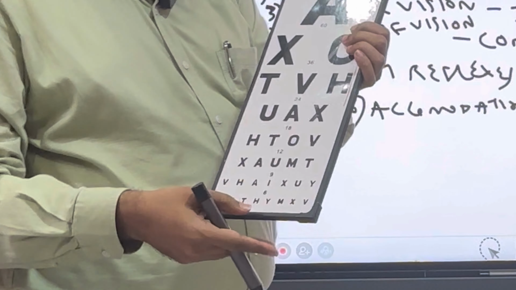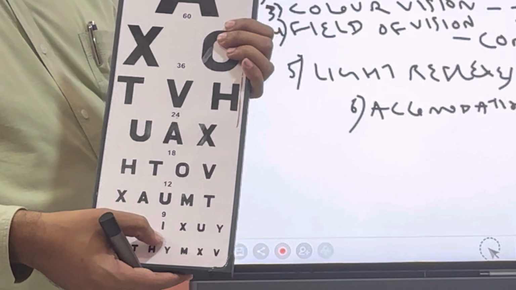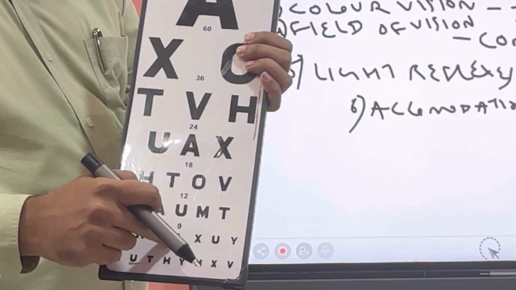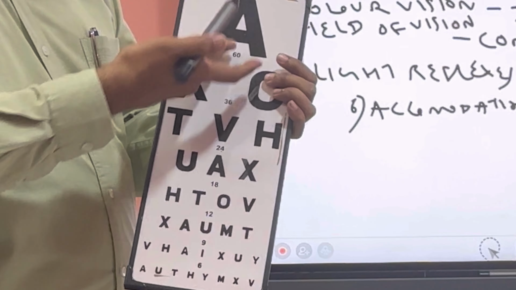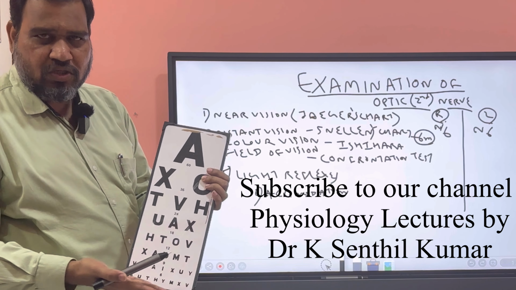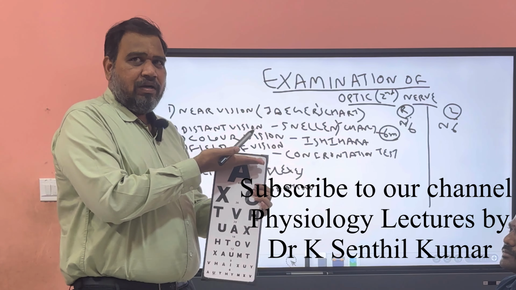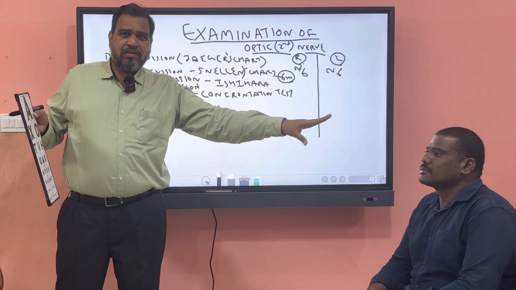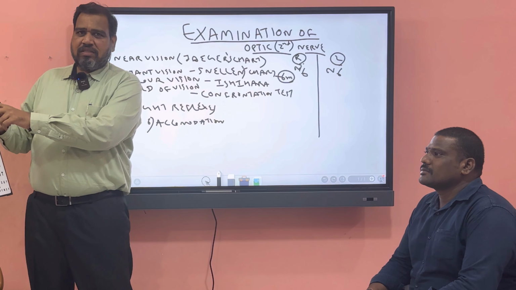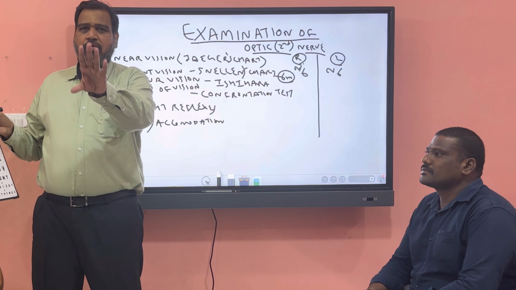So just see the bottom here, what number is written? 6. That means at 6 meters you should be able to read this. Obviously, when he is able to read the smallest letters, he will be able to read all the letters. The distance at which the subject reads the Snellen chart is 6 meters. Please note it down.